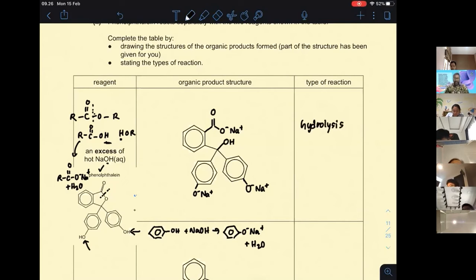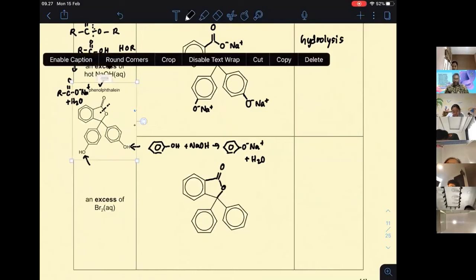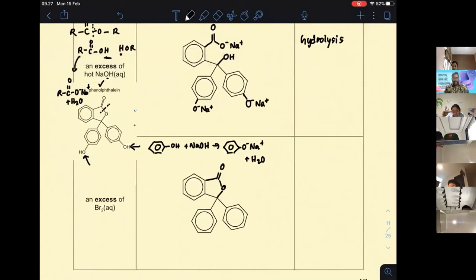Okay, it's going to be a hydrolysis reaction. And here we have another reaction when you are using excess Br2. What will happen? The answer is quite simple. The Br2 will not disturb the ester bond. So I will draw the ester bond over here again, based on my phenolphthalein. It will not disturb.